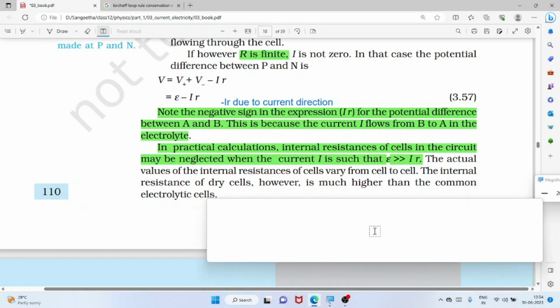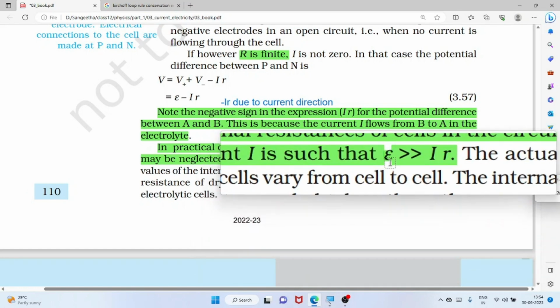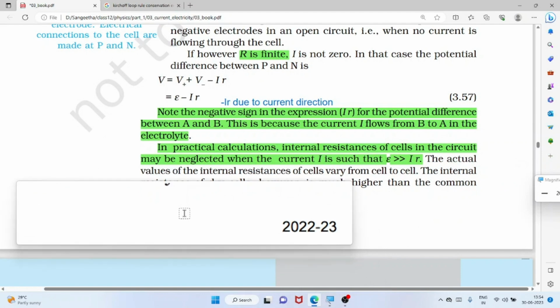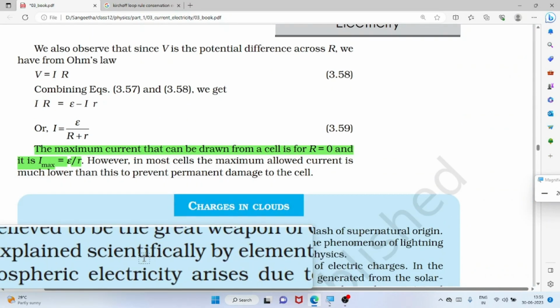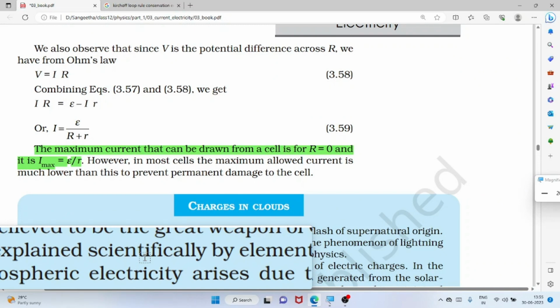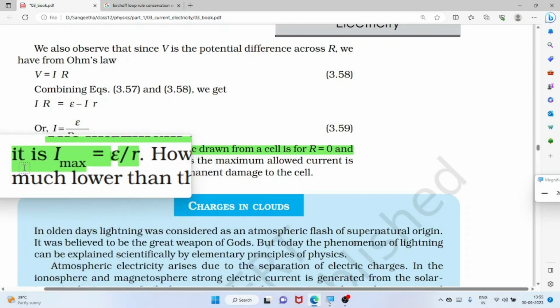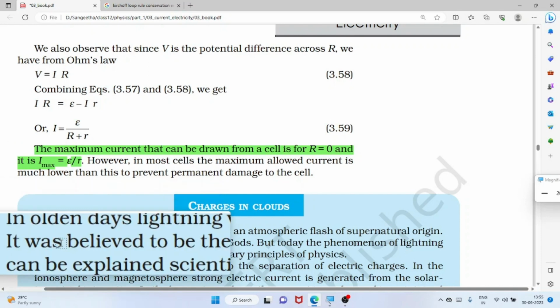In practical calculation, the internal resistance of the cell may be neglected. The current I is such that this is much greater than this IR. The maximum current that can be drawn from a cell is for R equal to 0. When the resistance is 0, the maximum current will flow.